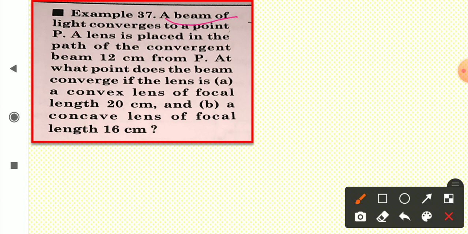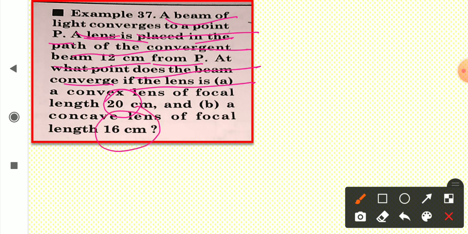A beam of light converges to a point P. A lens is placed in the path of the convergent beam 12 centimeter from P. At what point does the beam converge if the lens is a convex lens of focal length 20 centimeter and a concave lens of focal length 16 centimeter?